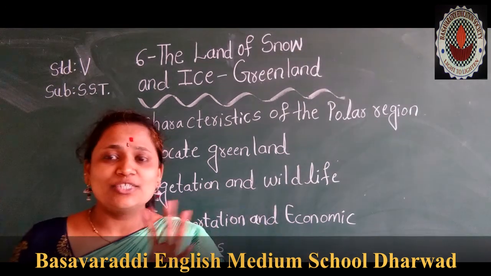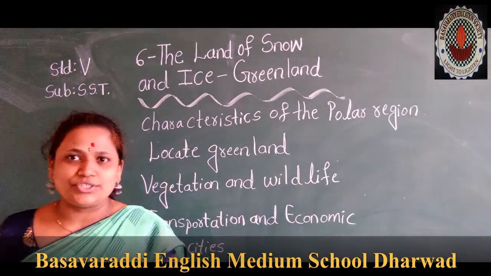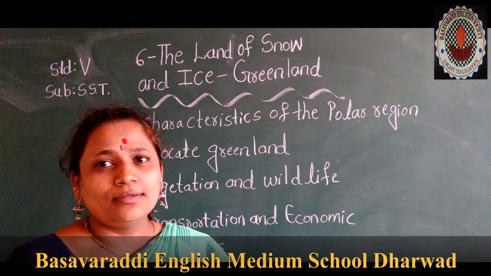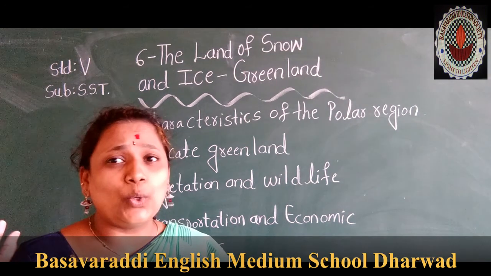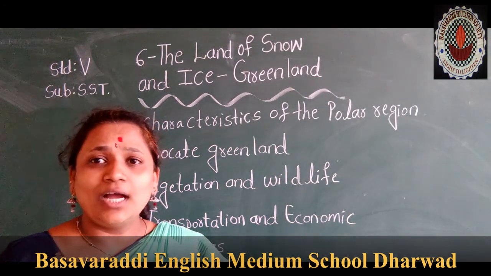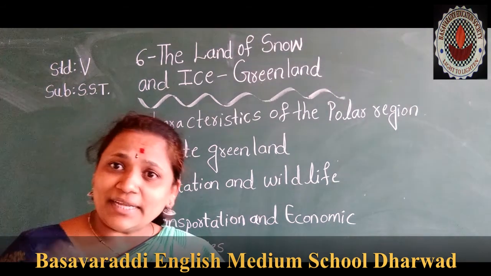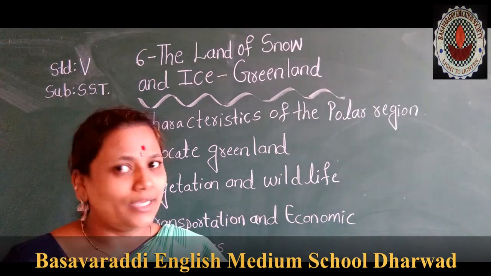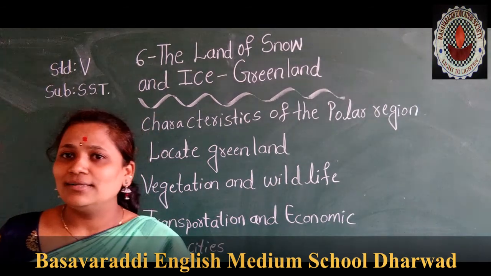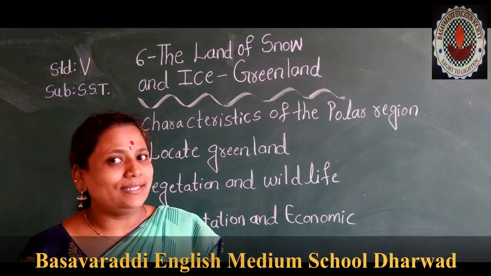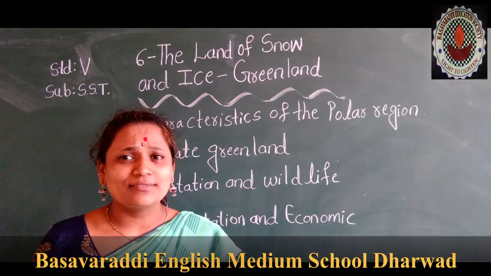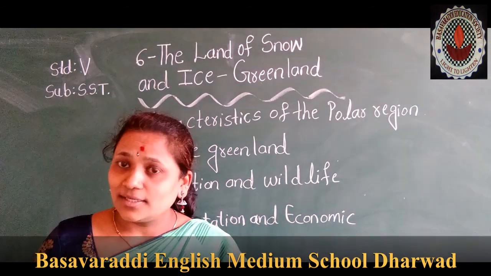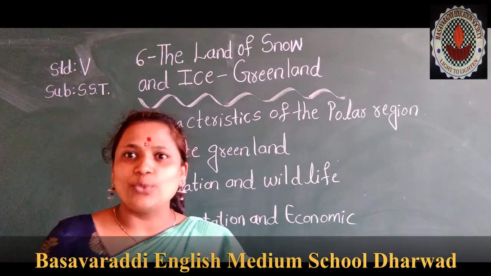Related to those heat zones or climatic zones, I have one question. Say, children, which climatic zone remains extremely cold throughout the year? I will give you one hint. That climatic zone lies between the Arctic Circle and the North Pole in the Northern Hemisphere. In the Southern Hemisphere, between the Antarctic Circle and the South Pole. Which is that? Just remember, name the climatic zone that remains extremely cold throughout the year.